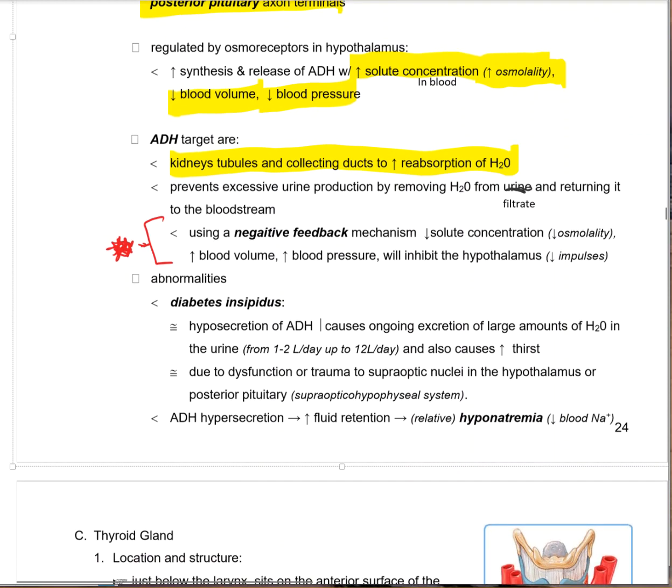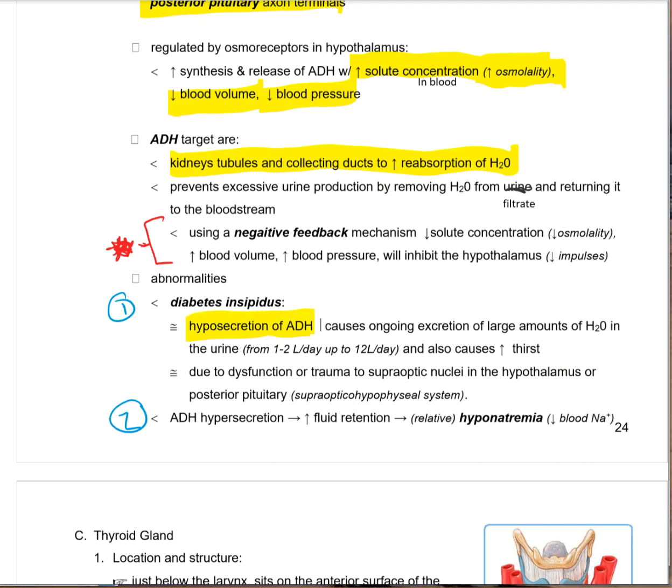Now, there are two abnormalities that we should mention briefly: diabetes insipidus and increased hypersecretion of ADH. We're going to talk more about these later when we get into how we maintain water using our kidneys, but let's mention them. So diabetes insipidus doesn't have anything to do with diabetes mellitus, the blood sugar one, although it has a similar symptom, which might explain the name similarity. So this is a hyposecretion of ADH, low levels of ADH secretion.